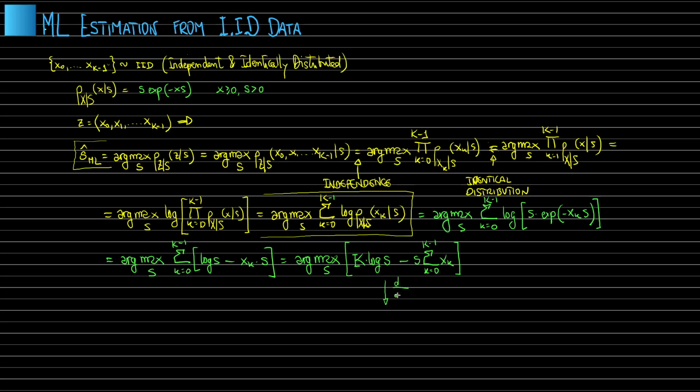So just by differentiation with respect to S we can see that capital K divided by S minus the sum over k of x_k, when evaluated at the maximum, should be 0, and therefore S_ML must be equal to capital K divided by the sum from k equal to 0 to capital K minus 1 of x_k. So this is the solution to this particular case.